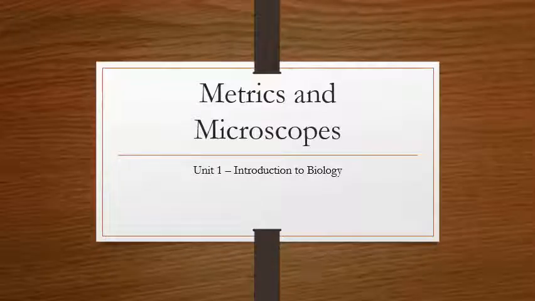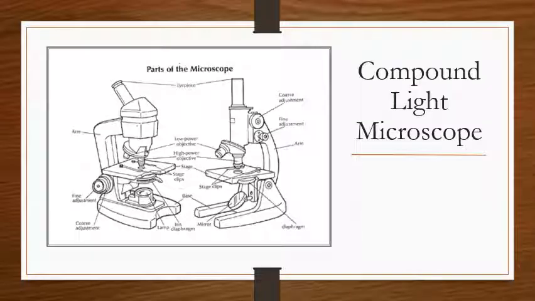This video will look at some of the tools used by scientists, specifically focusing on some of the different types of microscopes, and then the metric system and how we convert between the different measurements in the metric system. So here we have the compound light microscope. This is the one that we would use in class.